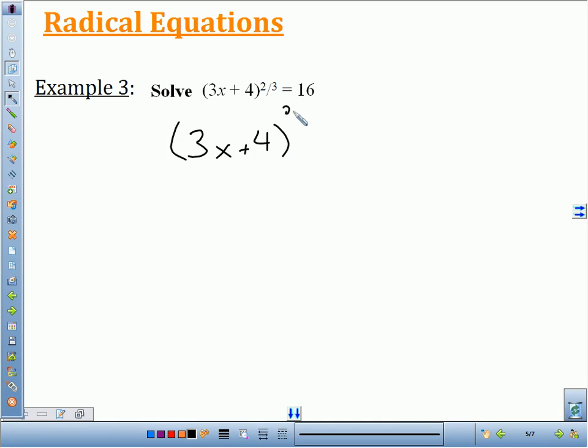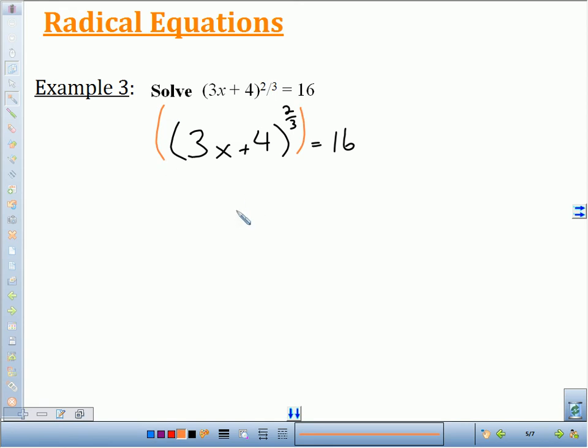Start by writing the problem. So 3x plus 4 raised to the 2/3 power equals 16. Now, I need to raise both sides to the same power. I don't have to isolate because, as you can see, this thing has already been isolated. I just need to get rid of that power.